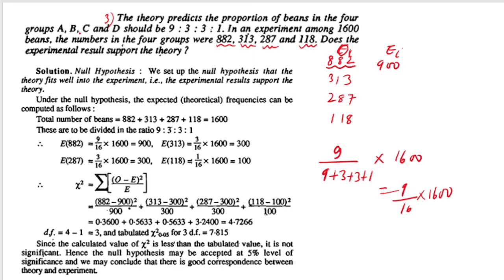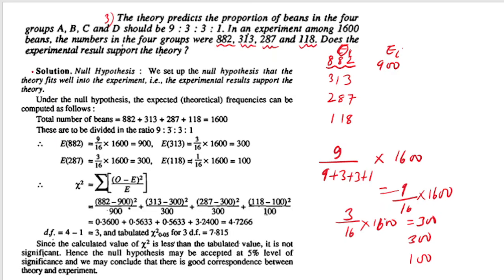Similarly, for group B, it should be 3 by 16 because the sum of this is 16. I hope you understand that the ratio is this. So the actual value will be 3 by 16 into 1600, so that will be 300. Similarly, for C, it should also be 300, and for D, it should be 100. So this is what I have written.